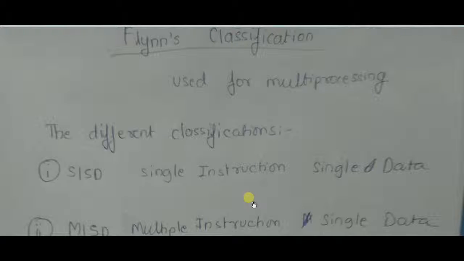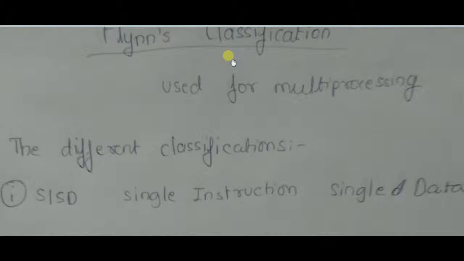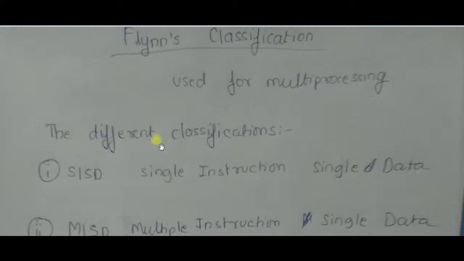In this tutorial, I'm going to talk about Flynn's classification. This is a computer organization tutorial series, and since it's the first lesson, it's going to be a bit short. So let's start. I'm starting with Flynn's classification. It's very basic and pretty easy, and its main purpose is to support multiprocessing. So what are the different classifications?